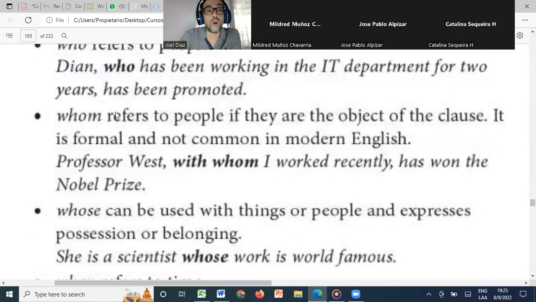Okay. Whom refers to people if they are the object of the clause. You know what the object is, el predicado, right? So whom refers to people if they are the object of the clause. It is formal and not common in modern English, right? For example, Professor West, with whom I worked recently, has won the Nobel Prize, right? But that is only if it refers to the object of the sentence.